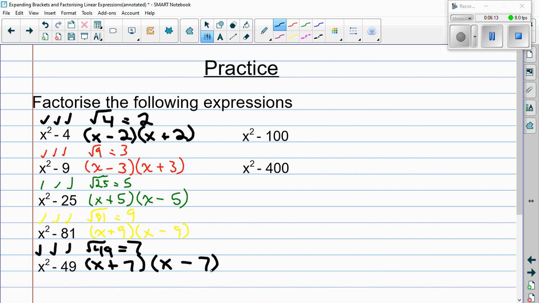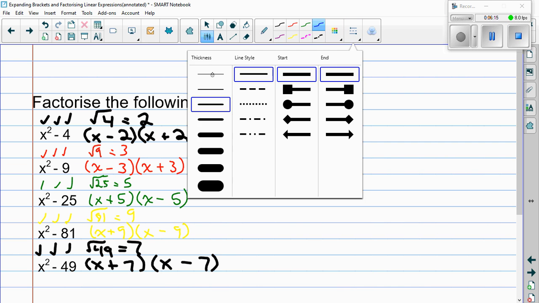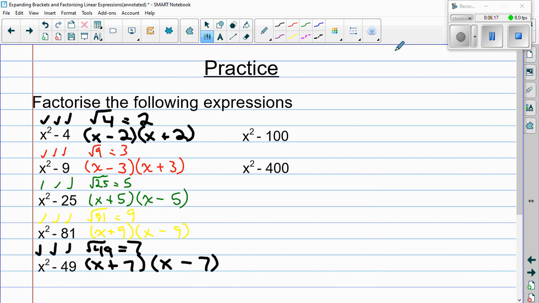On the right here, here's a little bit more challenging ones. Well, the first one maybe not, but the second one a little bit for some. So checking, it is an x squared, it's a minus, and it's a number. So we are going to take the square root of that number, so the square root of 100, and that's 10. So we're doing x minus 10, and then x plus 10.